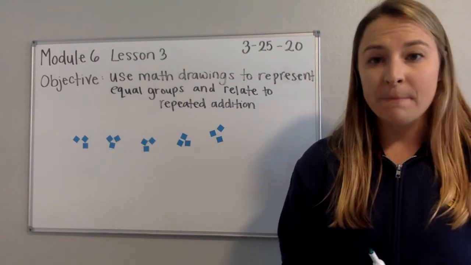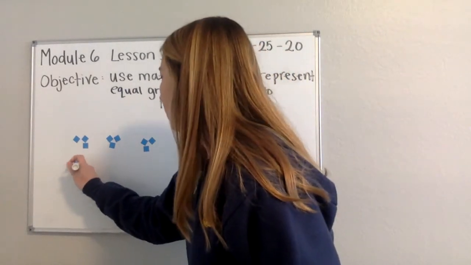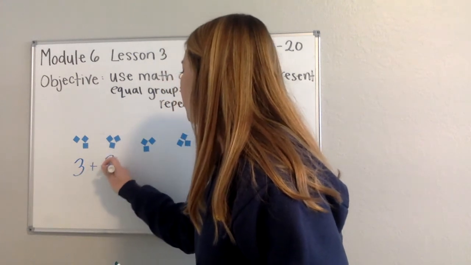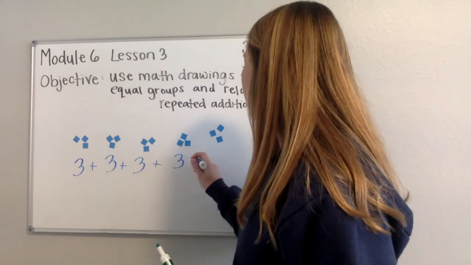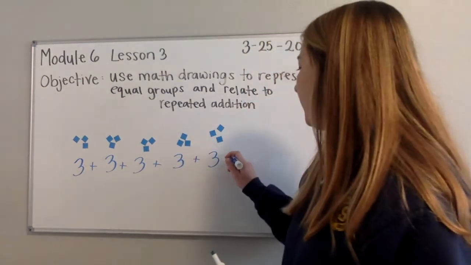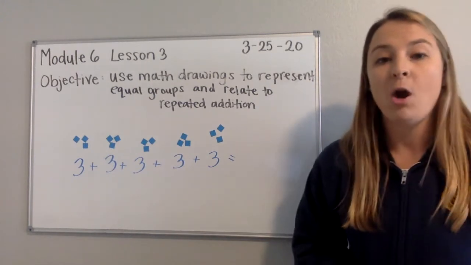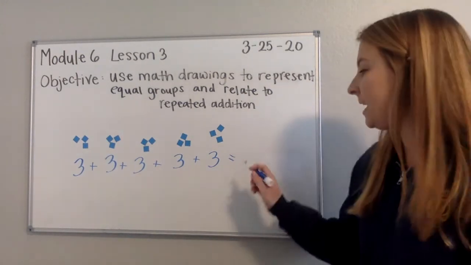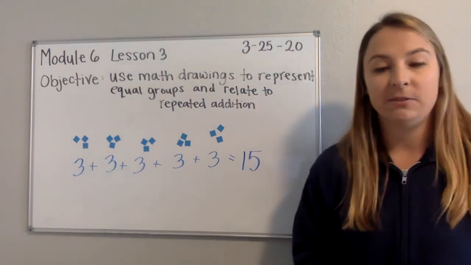Okay, here I have my 5 groups of 3. I'm going to start by writing my repeated addition number sentence. 3 plus 3 plus 3 plus 3 plus 3. If I were to add up 3 plus 3 plus 3 plus 3 plus 3, or count up all of my counters, I would get a total of 15. 5 groups of 3 makes 15.